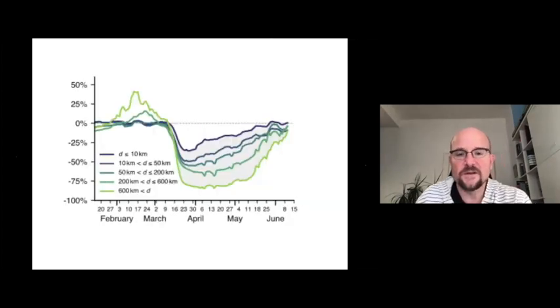And it depended also a bit on distance. People reduced mostly their long distance traffic and not so much their local mobility.